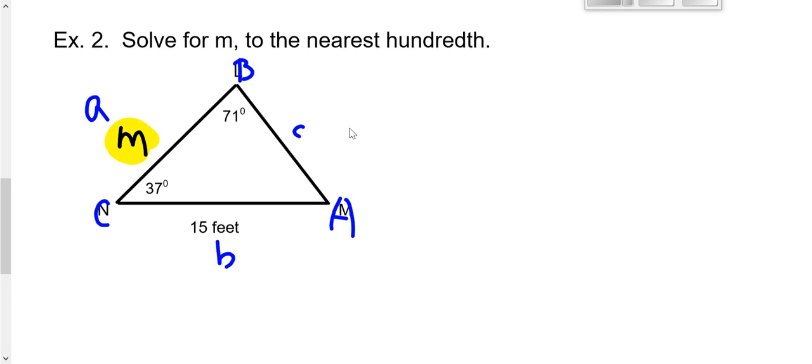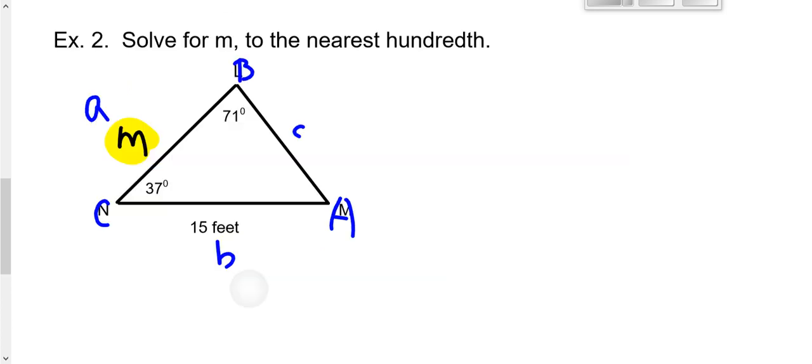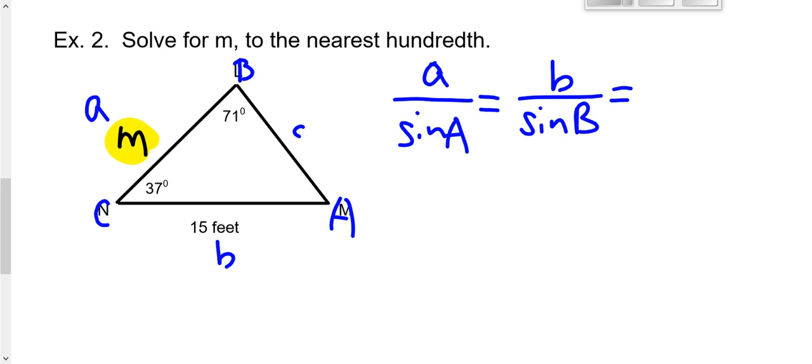Since we are trying to find the length, we would use this version. Put the lowercase letter on top, and the angles, the uppercase letter, on the bottom. So a over sine A equals b over sine B equals c over sine C. Okay, so let's just plug everything in and then solve for whatever we're trying to find. What's my small a? Well, let's call this A for now.